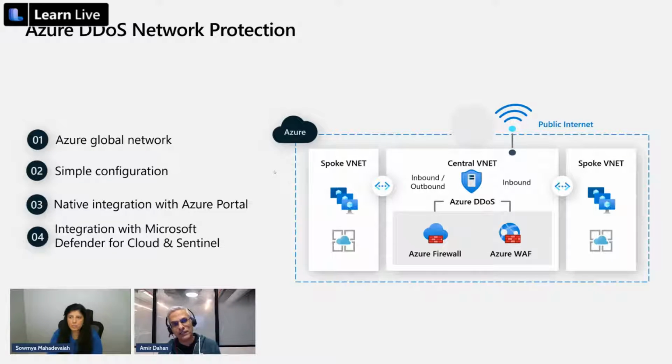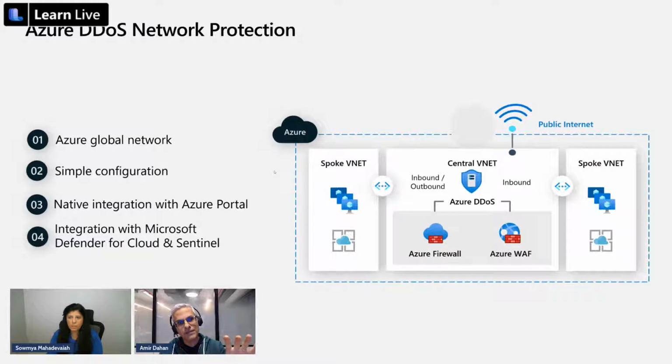The second point is, what does it mean to actually enable Azure DDoS network protection? It is very simple. The only thing customers need to do is first create a DDoS protection plan resource, and then go to the VNet they want to protect and enable DDoS protection on that VNet.